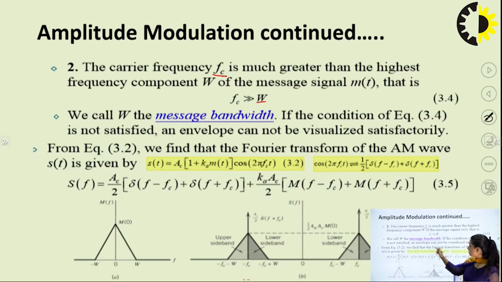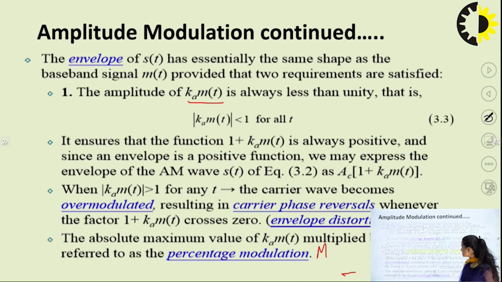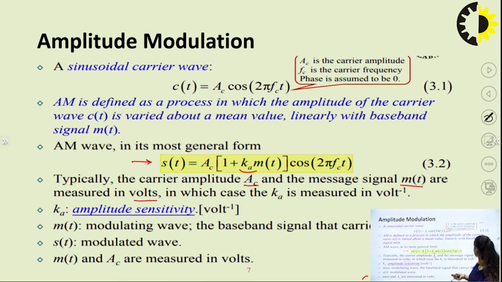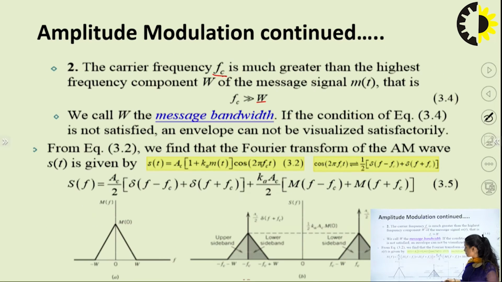So here W is the message bandwidth, right? From equation 3.2, since I have named this chapter as third chapter, equations are named 3.1, 3.2 and so on. So this is my equation 3.2, this is my modulated message signal. So as per 3.2, we find the Fourier transform.